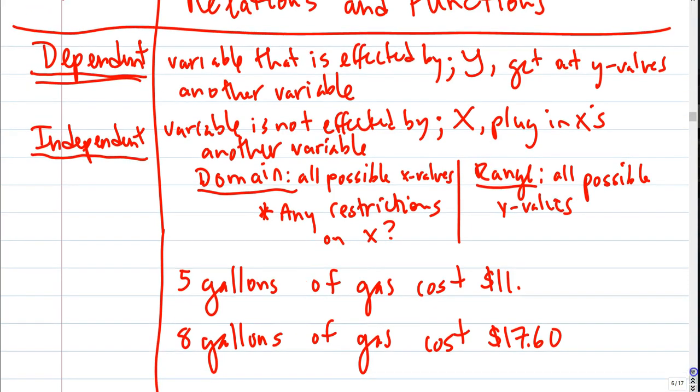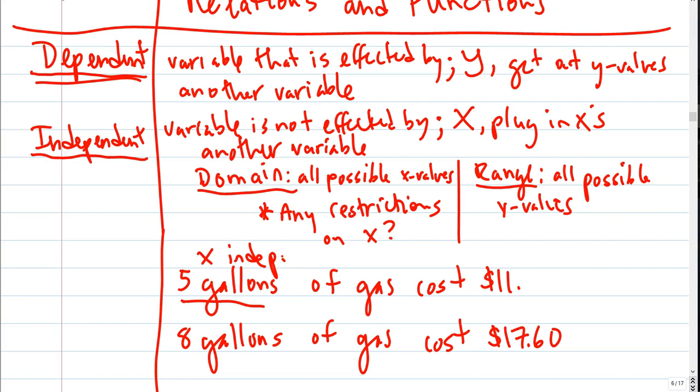Okay, so we'll come back to these definitions as we keep going, but here's an easy example of something we've dealt with in the past. If 5 gallons of gas costs $11, 8 gallons of gas costs $17.60. What's our dependent? What's our independent, right? Which variable is affected by the other? Do I have so much money and that then affects how much gas I have, or do I get as much gas as I need and that affects the cost? Well, generally, the gallons are what we purchase, that's what we input, that's our x. That is the independent variable.